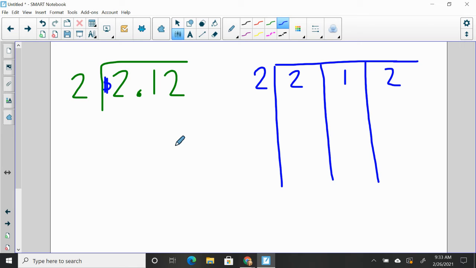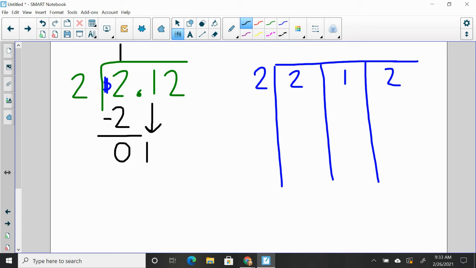Okay, so I'm going to look at my first number, which is a 2. How many groups of 2 can I make if I have 2? 1. So my 1 goes here. 1 times 2 is 2. And I subtract, and I'm going to end up with 0. Okay. I'm going to bring down the 1, and I'm going to repeat the process again.